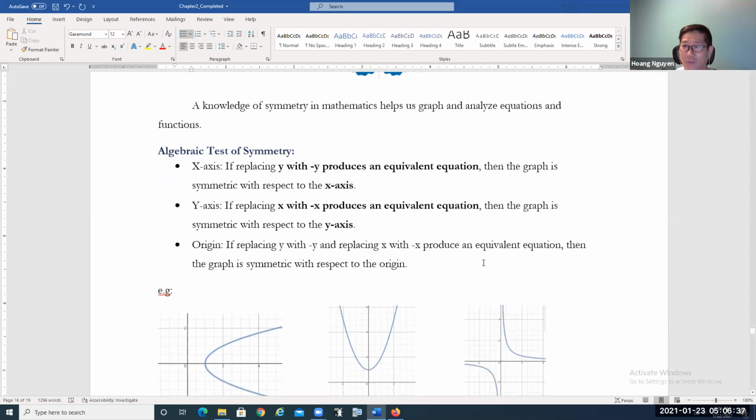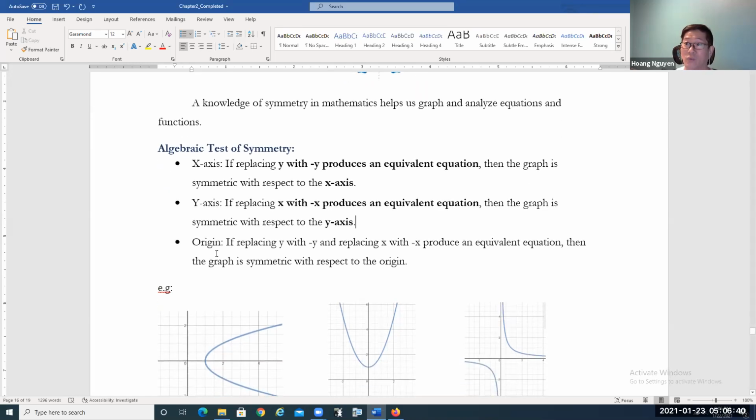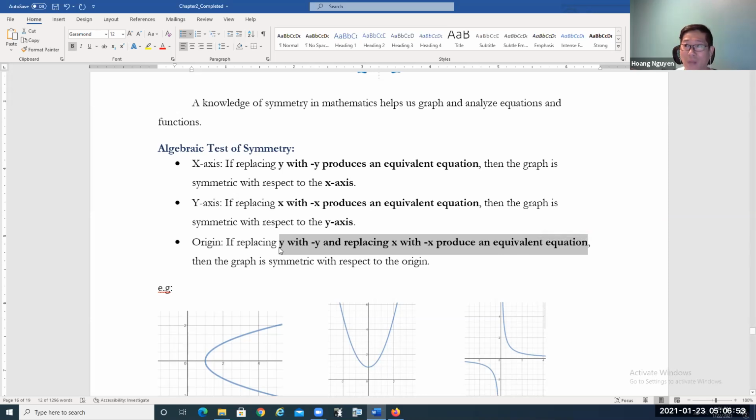The third symmetry is symmetry with respect to the origin. If replacing y by negative y and replacing x by negative x produces an equivalent equation, then the graph is symmetric with respect to the origin. This is the algebraic method that we can use to determine if a graph is symmetric with respect to the x-axis, y-axis, or the origin.